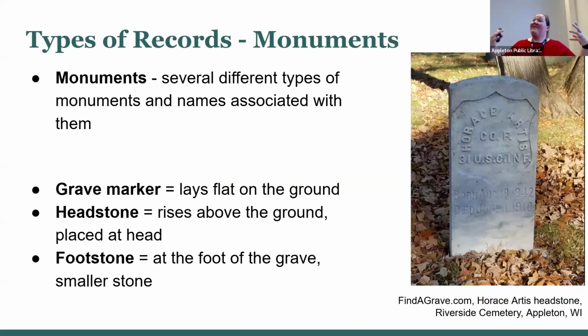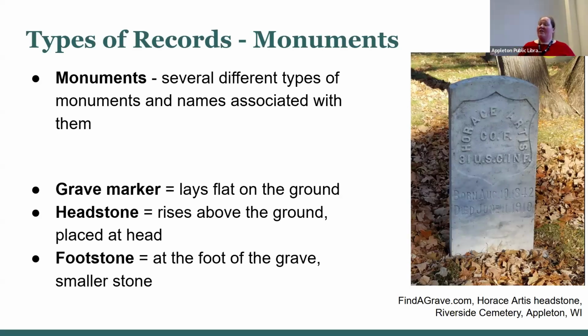Now we're going to dive into the different types of monuments that might be within the cemetery. There might be several different types of monuments and names associated with these monuments when you are at the cemetery. Of course, there's a grave marker. There's a difference between grave marker, headstone, footstone, all that. People might use the terms interchangeably, but there is a slight difference. A grave marker usually lays flat on the ground. A headstone is going to rise above the ground and it's placed at the head of the person. You'll see an example of the Horace Artist's headstone at Riverside Cemetery here on the right.